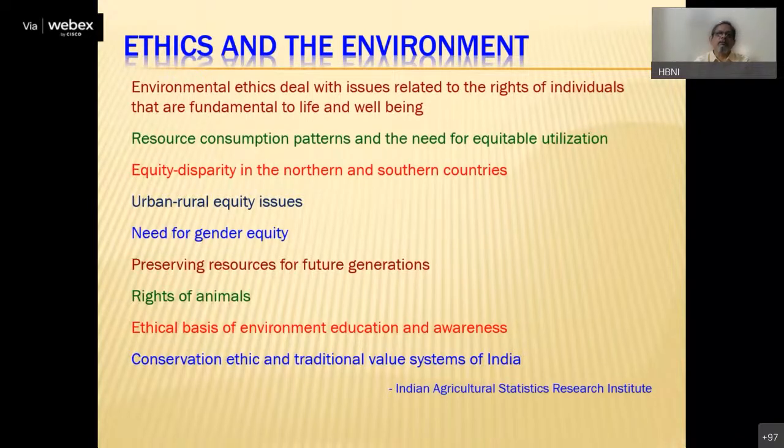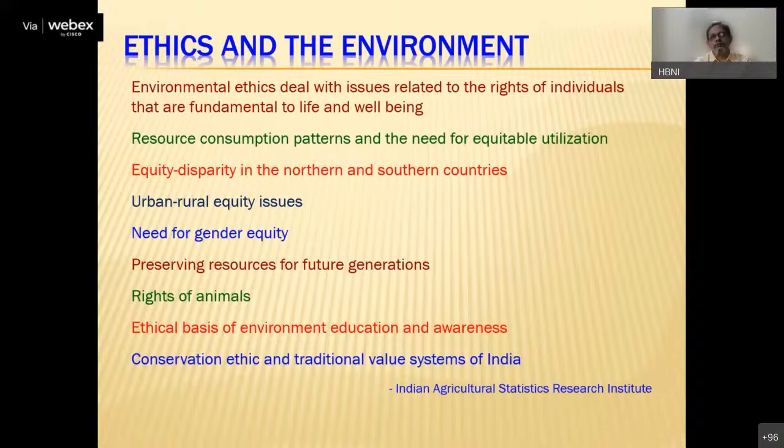Then equity disparity in northern and southern countries. This is also well known, where most of the northern countries are part of the Western world, and southern countries are part of the third world, mostly African countries and things like that. So one knows very well what is the disparity between these countries. And then urban and rural equity issues. Again, the environmental concerns of a rural environment and an urban environment are quite different. And each has to understand the other's concerns.